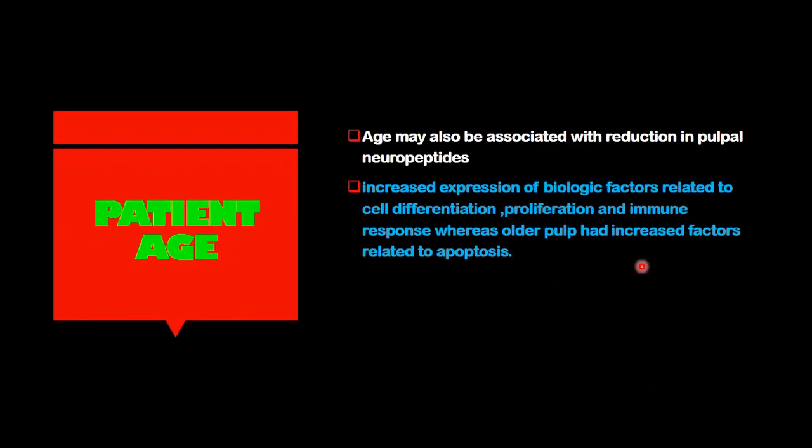Next factor is the patient age. Age may be associated with reduction in pulpal neuropeptides. In the younger ones, we have favorable results, as they have more host factors with increased expression of the biological factors related to cell differentiation, proliferation and immune response, whereas in older pulp all of these factors are decreased and they are more related to apoptosis.